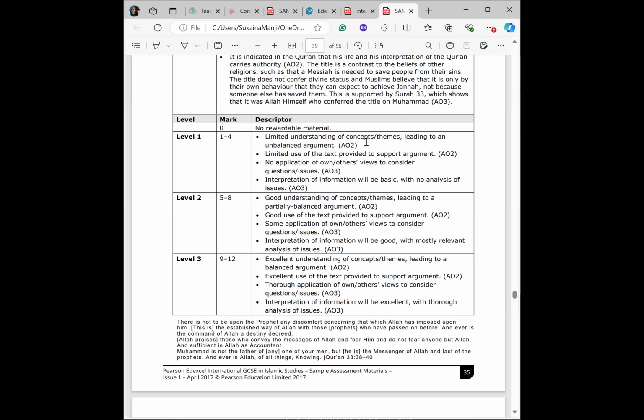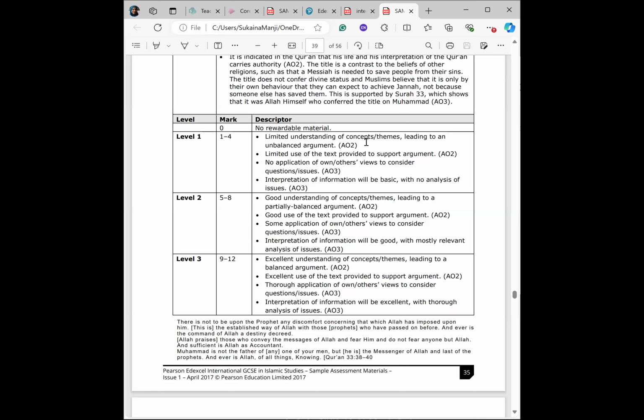Again, we start off with the first 4 marks being limited, and then level 2 being good understanding. They're applying some views, they're considering, they're putting some kind of information which is relevant, application of analysis may be happening. Level 3 is where the student has actually interpreted the information in an excellent manner. They've used the text really well, and they've actually given a two-sided conversation happening within the script as well.